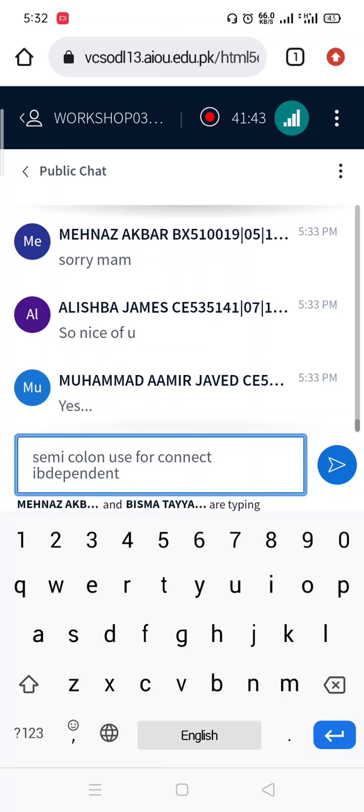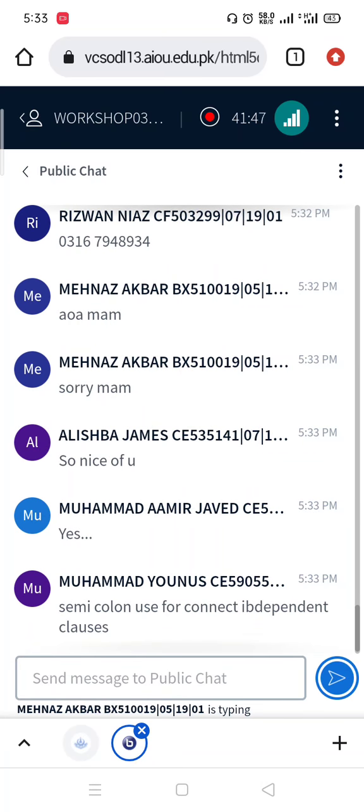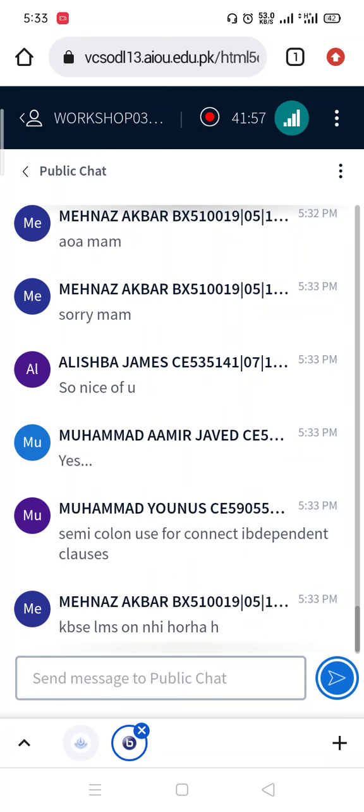And what are independent clauses? What is an independent clause? I told you there are two types of clauses, subordinate clause and independent clause or the main clause.